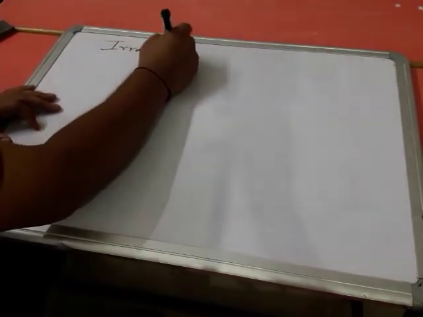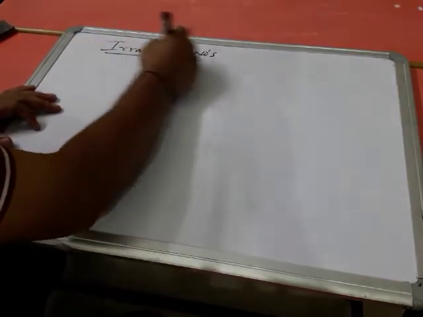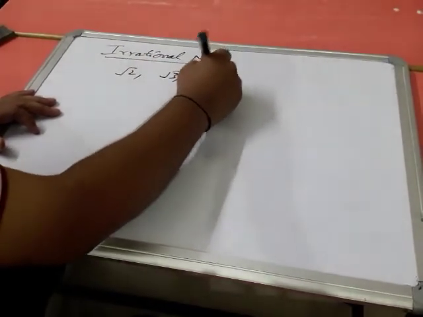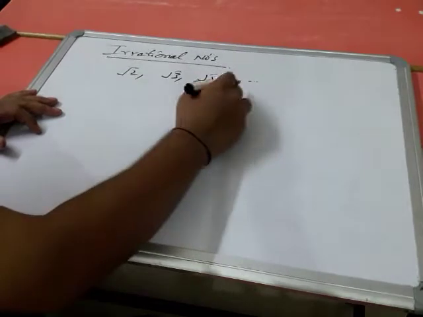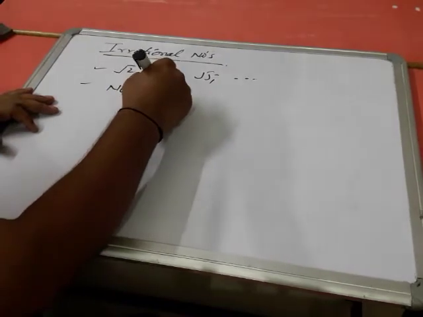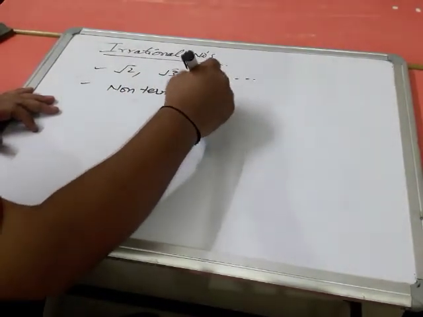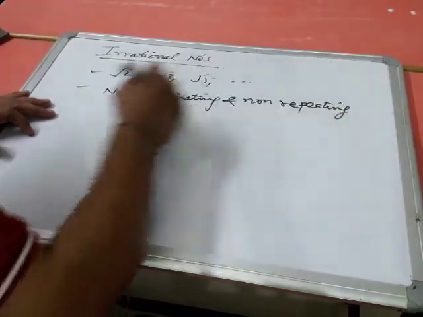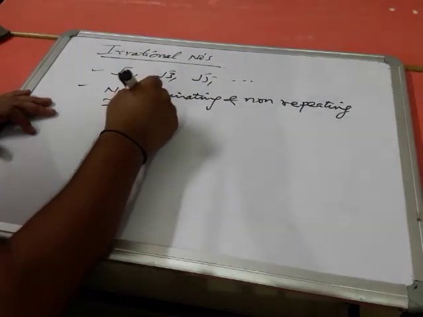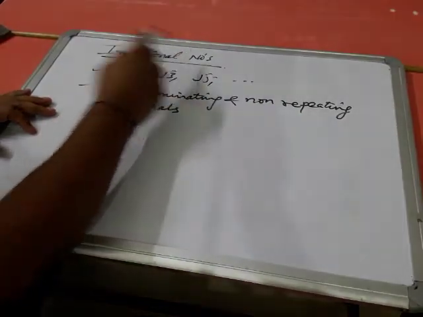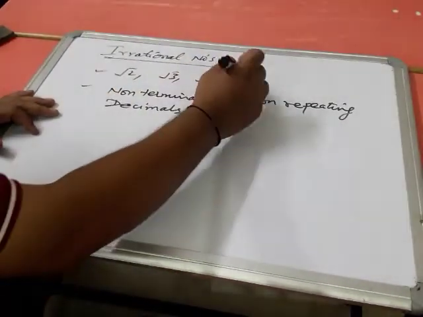Now we move on to irrational numbers. Now we have seen numbers like square root 2, square root 3, square root 5. These are all irrational numbers because they have non-terminating and non-repeating decimals. Non-terminating and non-repeating decimals are irrational numbers. These are examples: root 2, root 3, root 5.